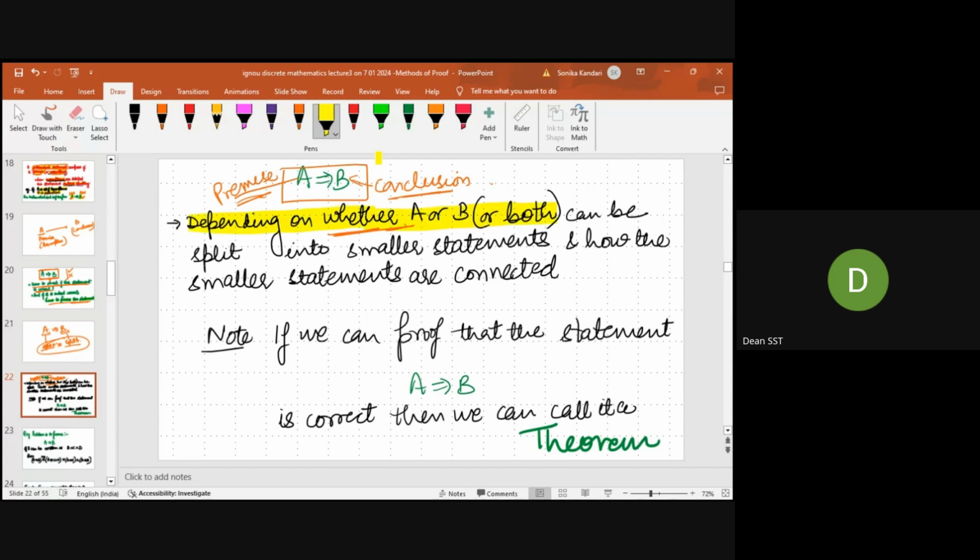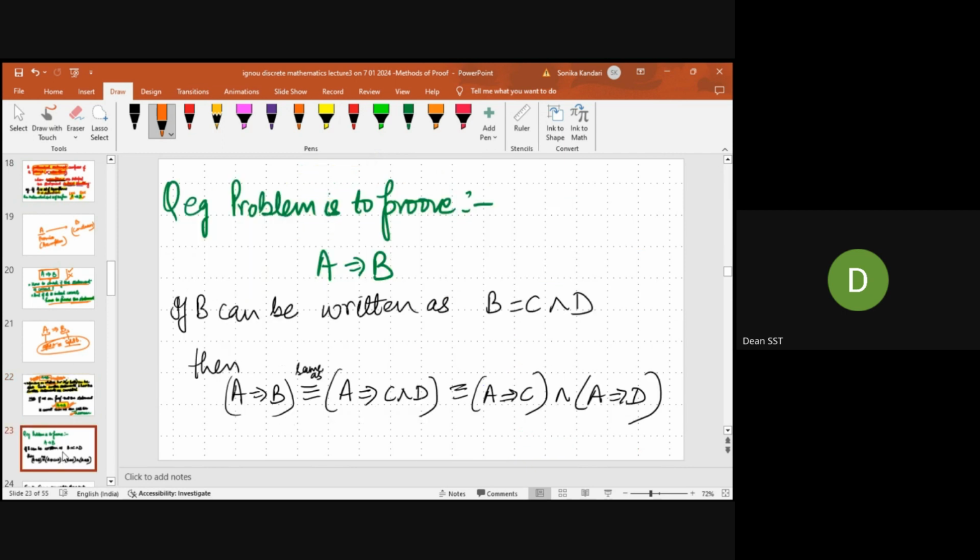Depending on whether A or B or both can be split, we have to split them, if we can, into smaller statements and see how the smaller statements are connected. This we are going to do now. If we are able to prove that the statement A implies B is correct, then this is called a theorem. Theorems are formed in this way.